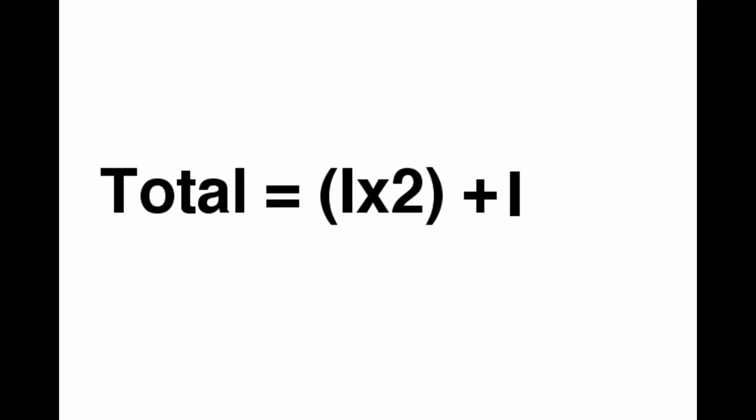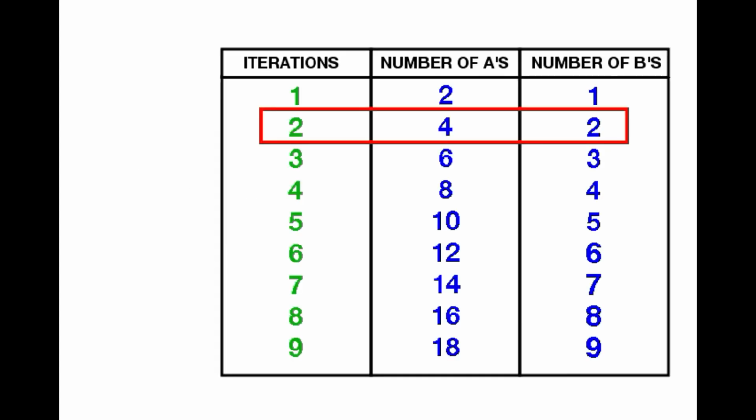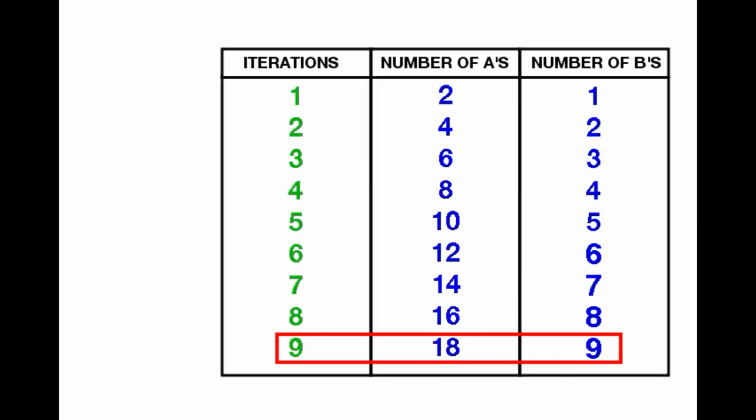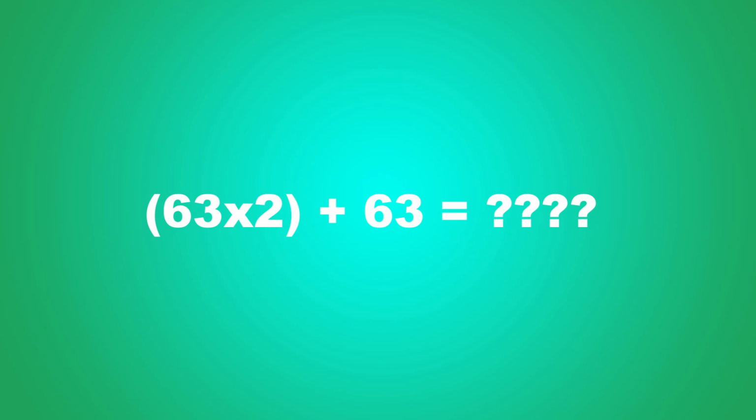Now let's check our formula. 2 times 2 is 4. 4 plus 2 is 6. 9 times 2 is 18. 18 plus 9 is 27. Now what would the answer be for 63 iterations?